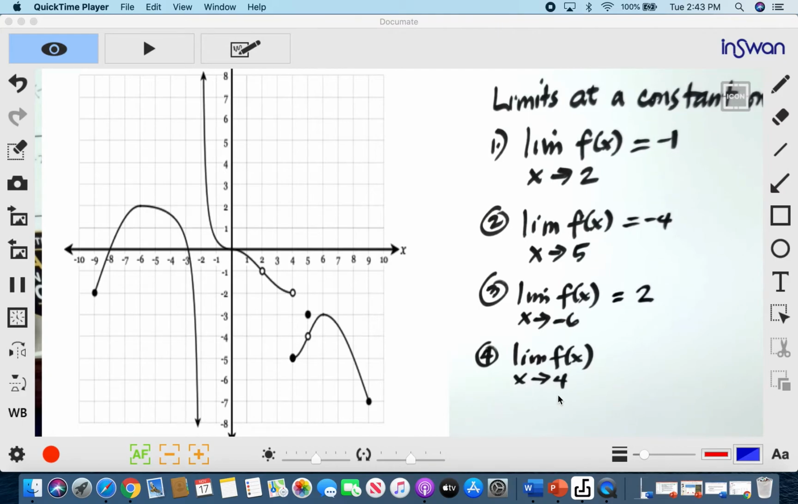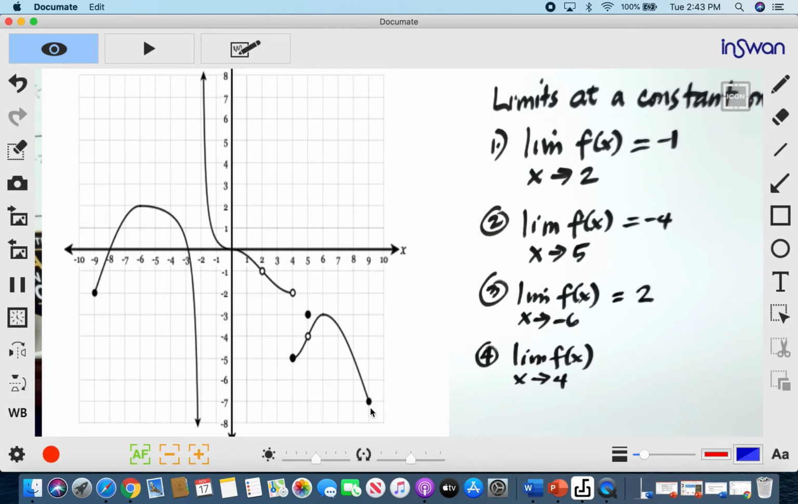Now let's go to number 4. Okay, as x approaches 4. So we mean this value, all right? So therefore, it covers two graphs, this graph and this graph. But as you can see, there is a jump discontinuity here. So you might be thinking, the limit here does not exist because there's a jump discontinuity.